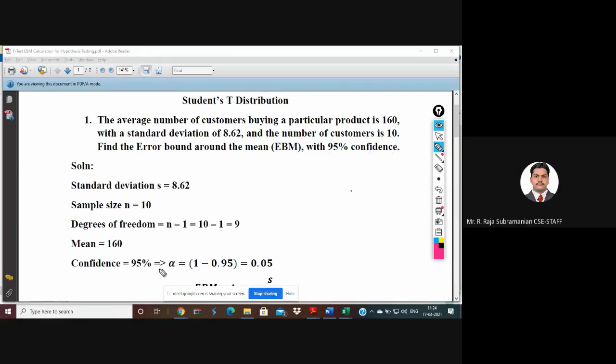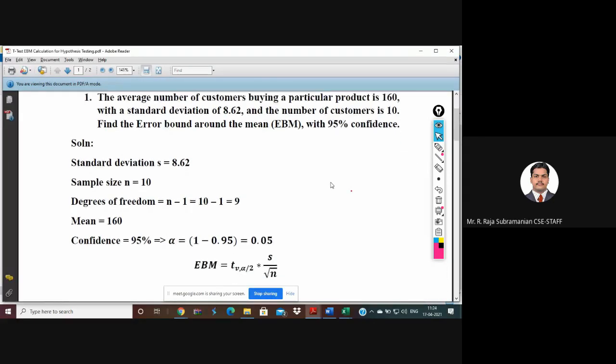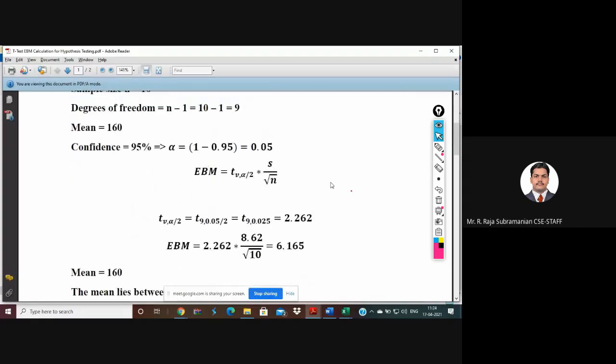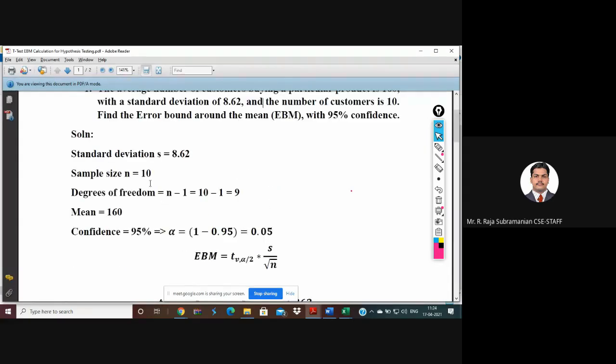Now going to the problem, you do not write so many steps. Directly apply the EBM formula. What is the EBM formula? The T table value with this significance level alpha by 2. Why am I putting alpha by 2? Because I'm going to do a two-tailed T test. Then S by root n. S is the standard deviation given to me, and n is the number of observations, which is 10, so I have to take root 10.